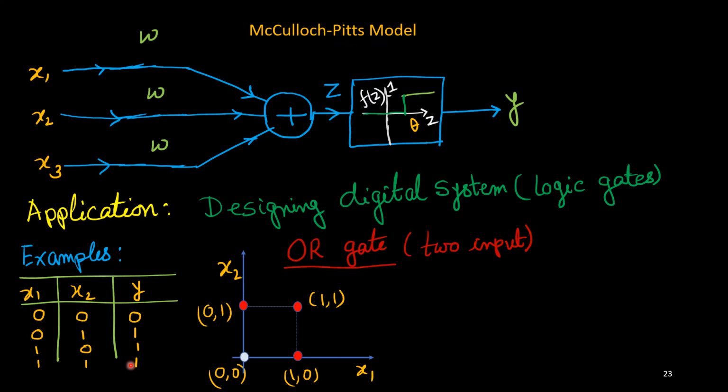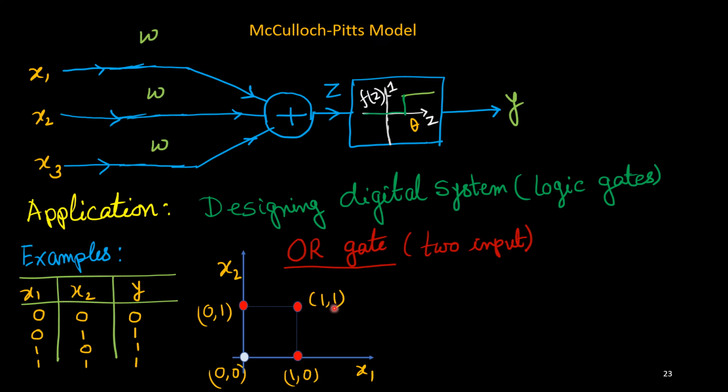Now we can represent it here. This axis I'll consider x1, this axis I'll consider x2. And this is the origin, 0, 0. This is where x1 is 1 and x2 is 0. This is where x1 is 0 and x2 is 1. So 0, 1. And this point is where both are 1 and 1.